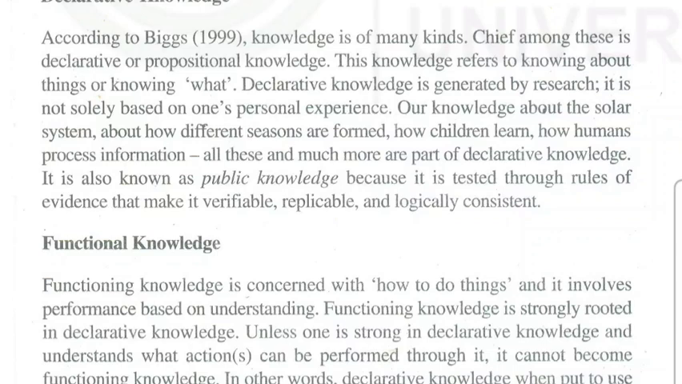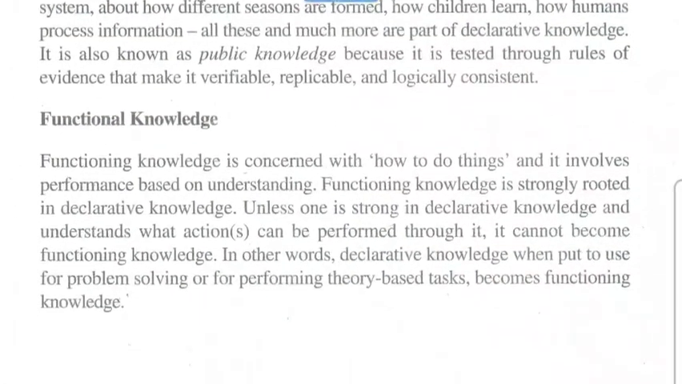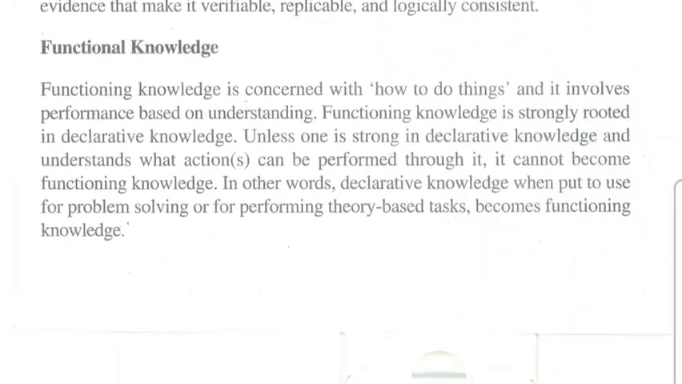Our knowledge about the solar system, about how different seasons are formed, how children learn, how humans process information, all these and much more are part of declarative knowledge. It is also known as public knowledge because it is tested through rules of evidence that make it verifiable, replicable, and logically consistent.